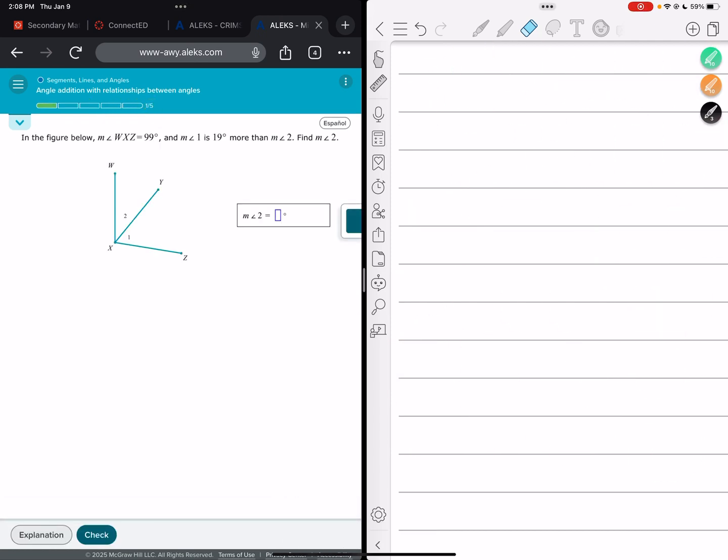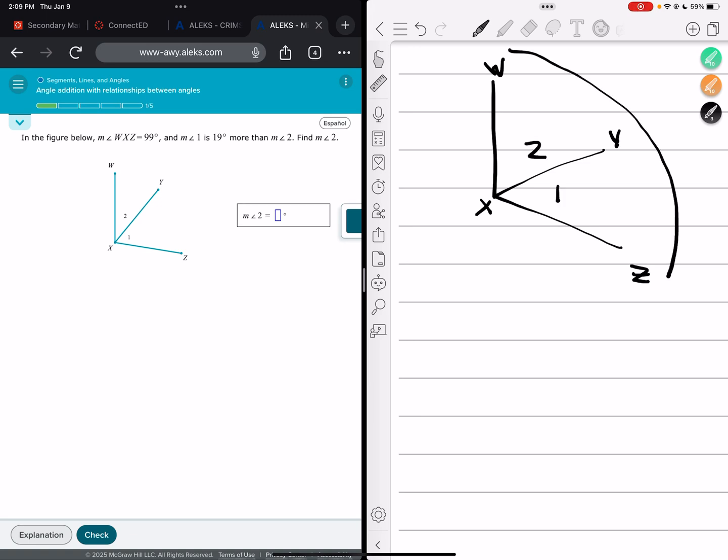All right, so doing that exact same thing again, we see we've got WXZ with the Y in the middle, 2 on top, 1 on the bottom. The entire angle is 99 degrees, and they are telling me that angle 1 is 19 more than angle 2. This means if angle 2 is just X, angle 1 is X plus 19.